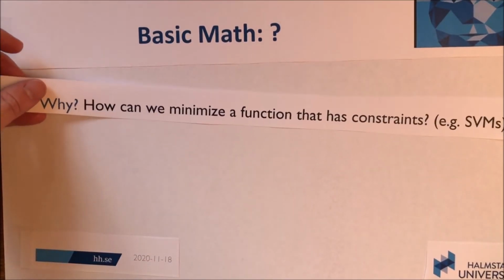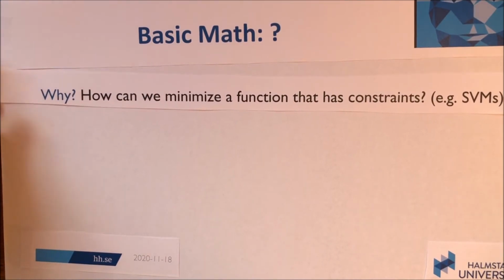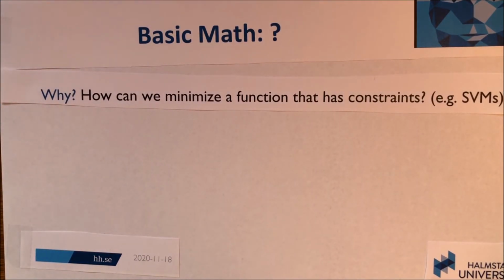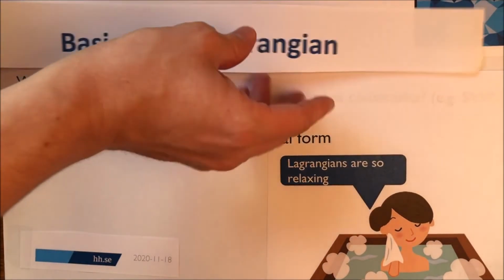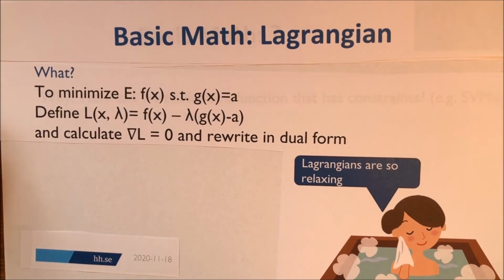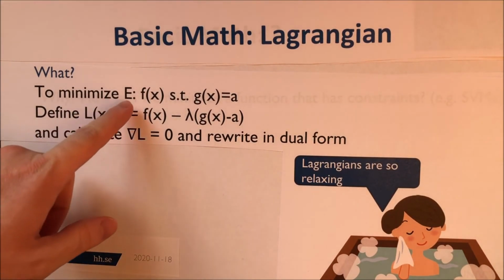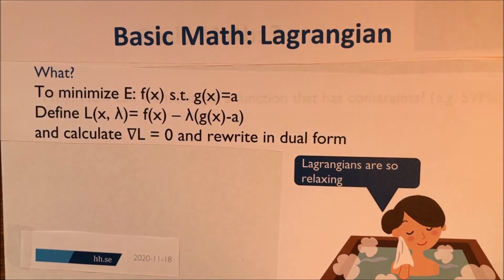Next, how can we minimize a function that has constraints? For example, in support vector machines, we want to minimize something subject to another equation. Well, one way to do this is as follows. We can use a Lagrange multiplier, the Lagrangian dual. So we have some system of equations over here. We have f of x such that g of x equals a.